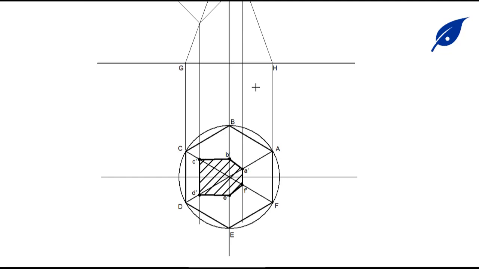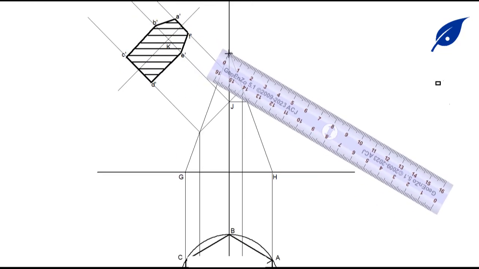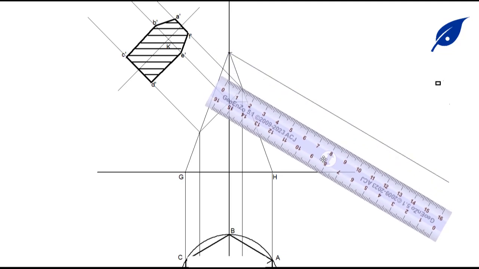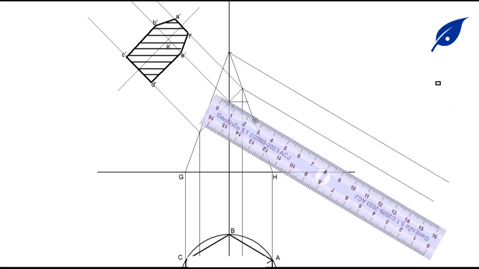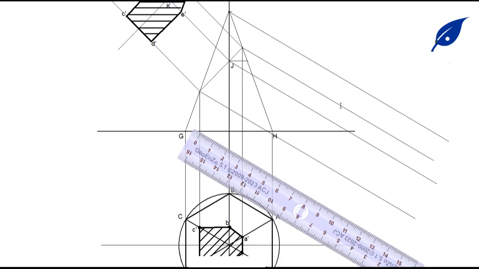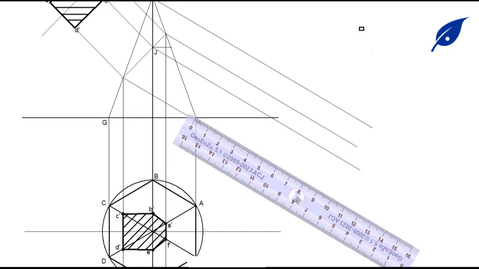So the next thing is to get the auxiliary view, which is at 30 degrees to the horizontal. So we radiate or project the lines from the apex to the midline, and also the points where it is cut.